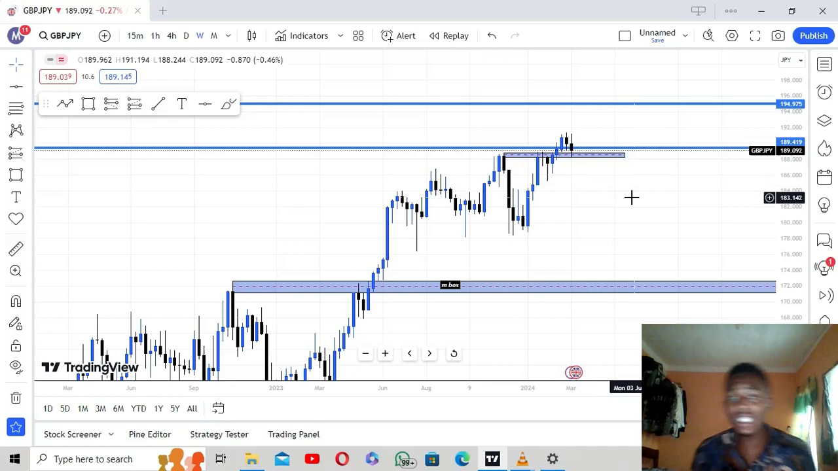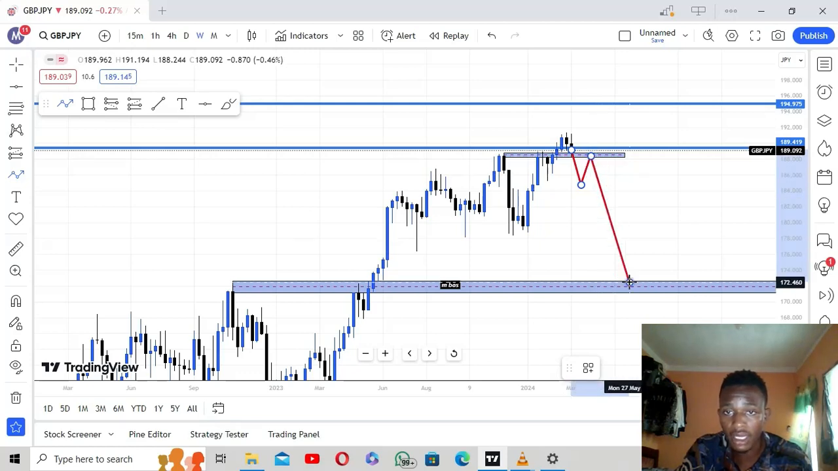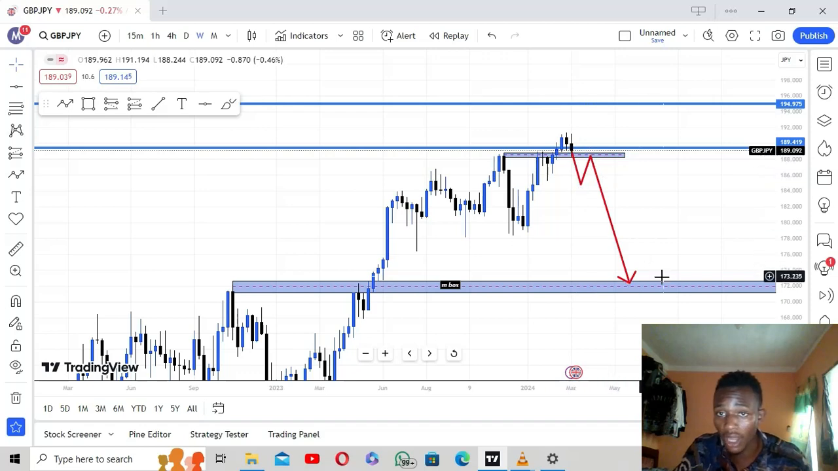Now, for me to trade GBP JPY, for me to place a sell, the market must come down and break this area. So this is what I'm anticipating. Let the market come down, break this area, maybe give me a retest, and then shoot down to this area. But it won't just come down around here. The market might get manipulated a little bit, play a little bit, and then it shoots right down here. That is what I'm expecting.